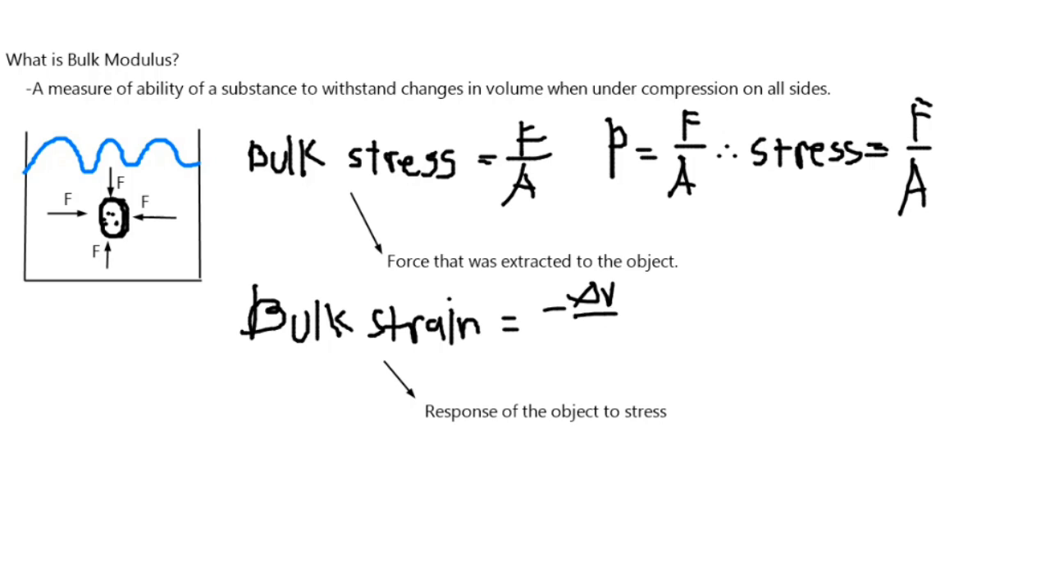So, this is the equation. It's negative change in volume over the initial volume. So, if pressure increases, the volume becomes negative. So, that's why we have a negative in the equation there. Kung nag-increase yung pressure, there will be a negative change in volume.